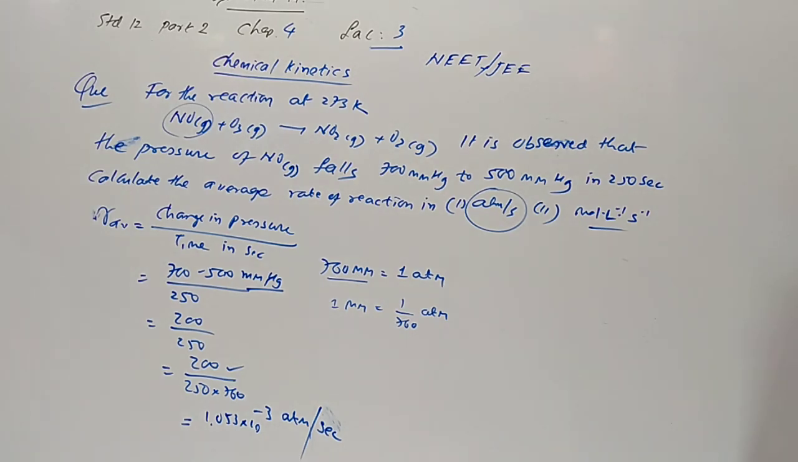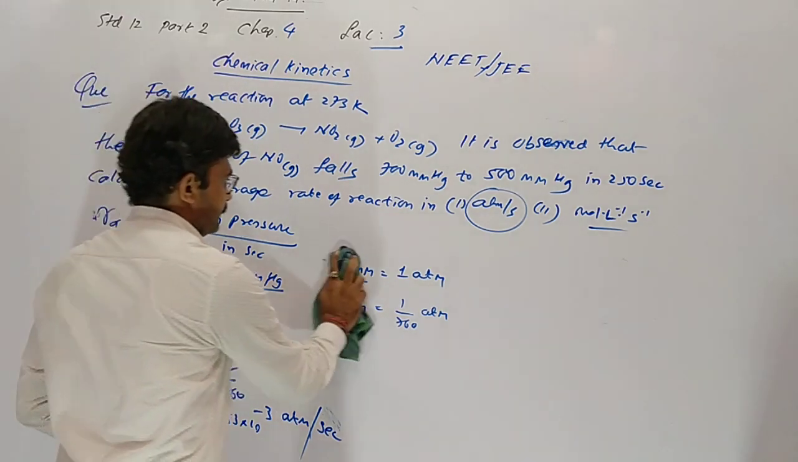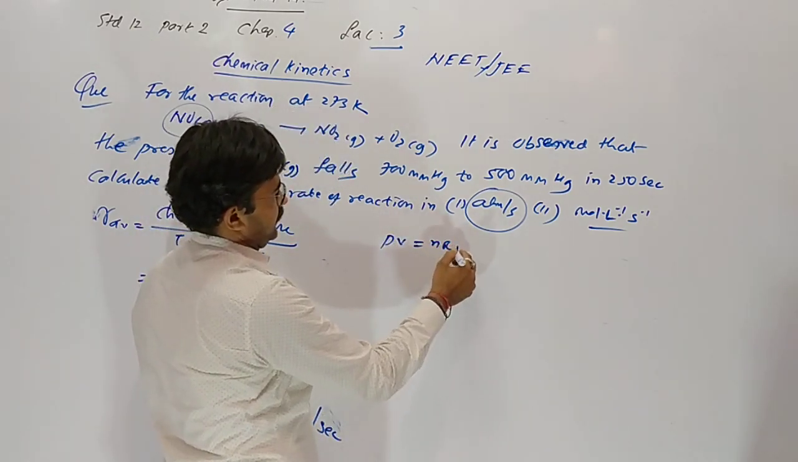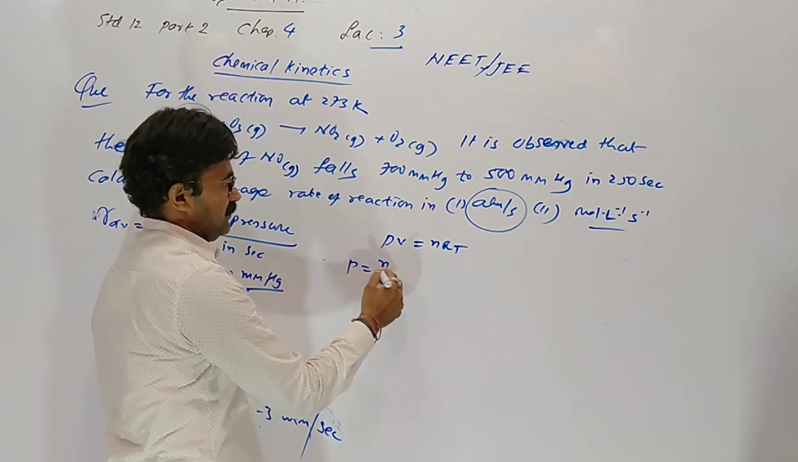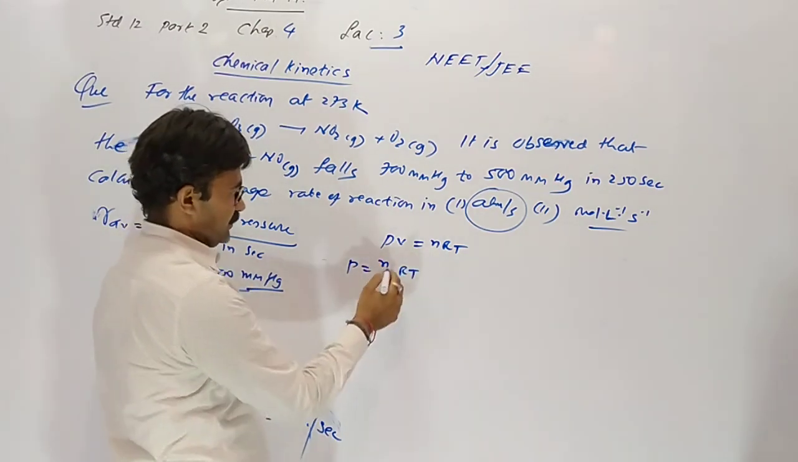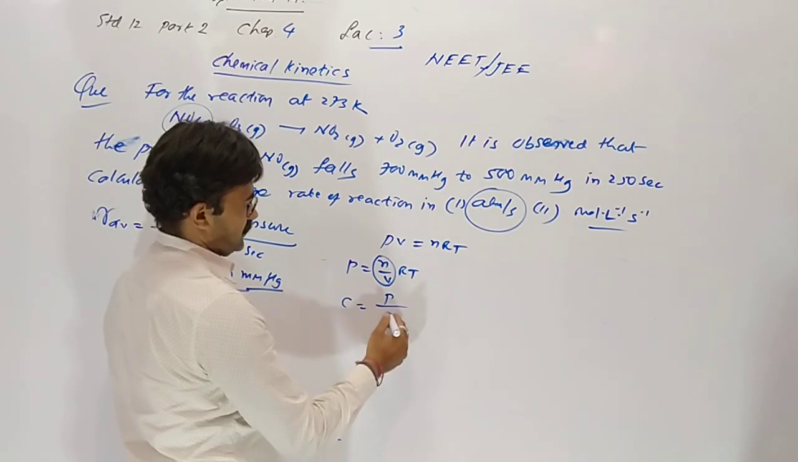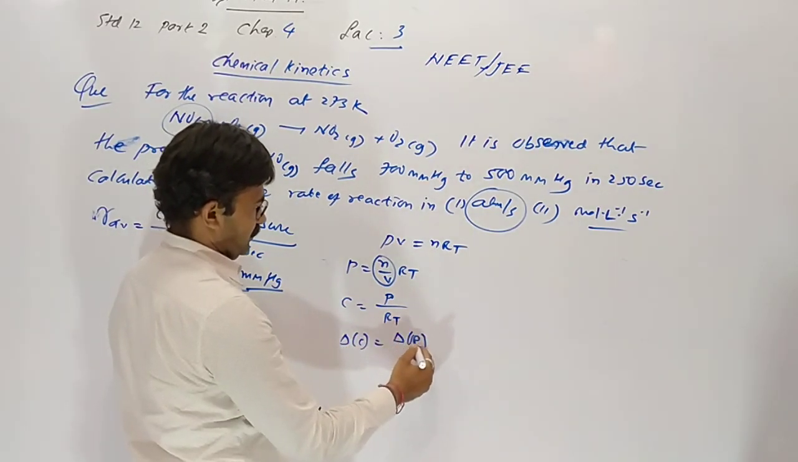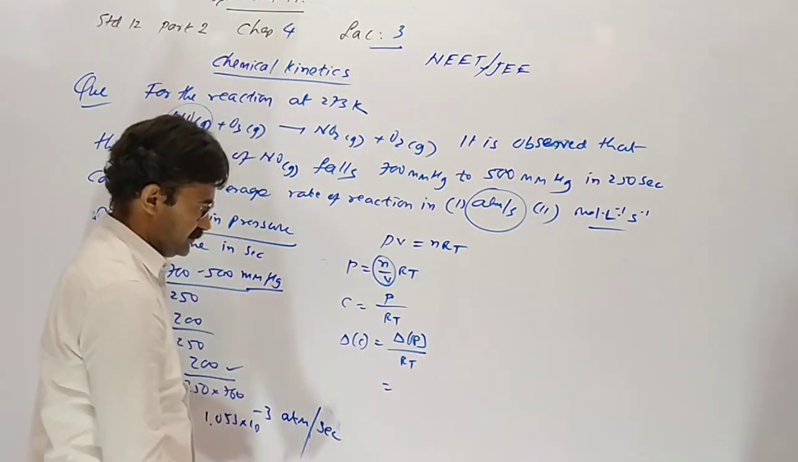Now, in molarity, we discussed PV is equal to nRT. Using this formula, n upon V equals P upon RT, which is concentration. So change in concentration is equal to change in pressure upon RT.